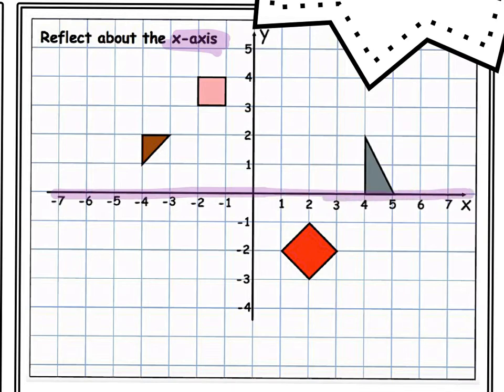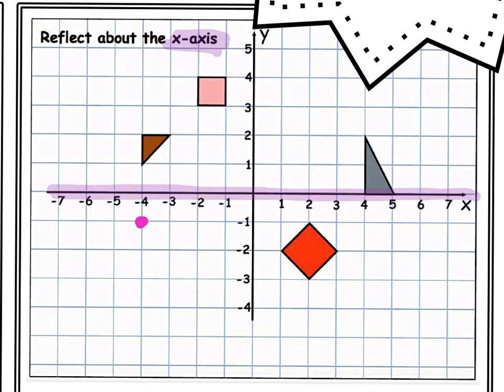So my line of reflection is at the x-axis, which is right here. So instead of reflecting left to right, this time we're going to be reflecting top to bottom. So I'm going to start with my brown triangle here. And what I notice is that my first point is 1 unit above the axis. So the opposite of 1 unit above, if I reflect, is 1 unit below. So my first point is going to be right here.